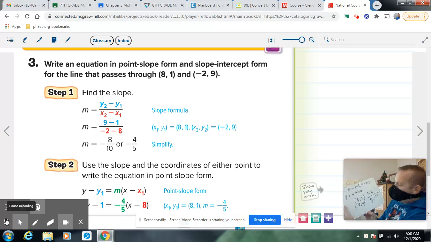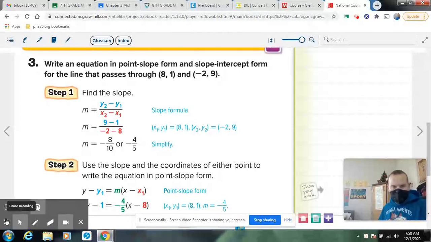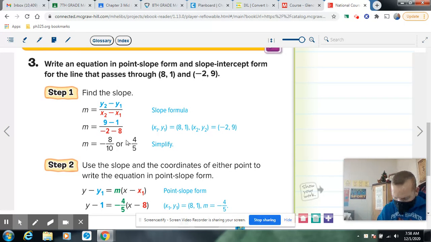1 minus 9 gives me negative 8. 8 minus negative 2 gives me 10. And notice I got my answer of negative 8 tenths. They got the same thing, but they simplified it to negative 4 fifths. So I'm going to write that number off to the side on a piece of paper. Negative 4 fifths equals my slope. Now let's go back to the problem.